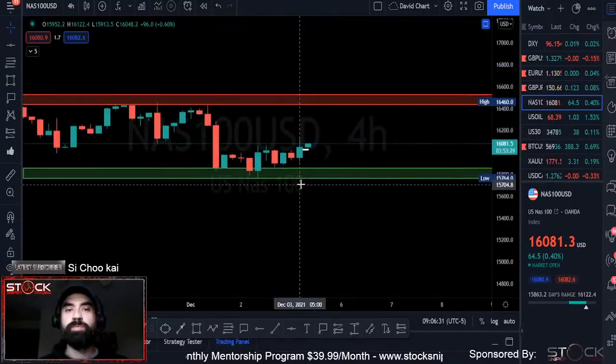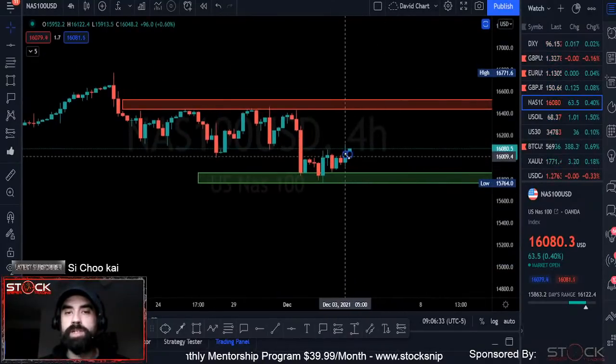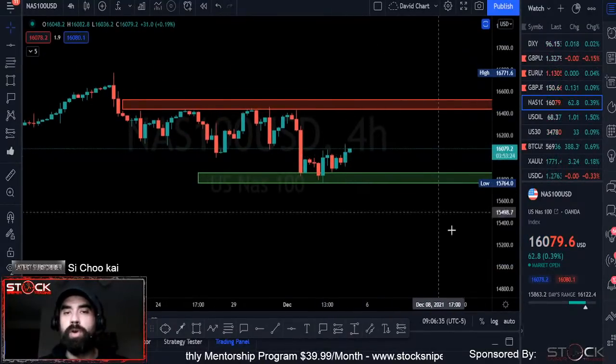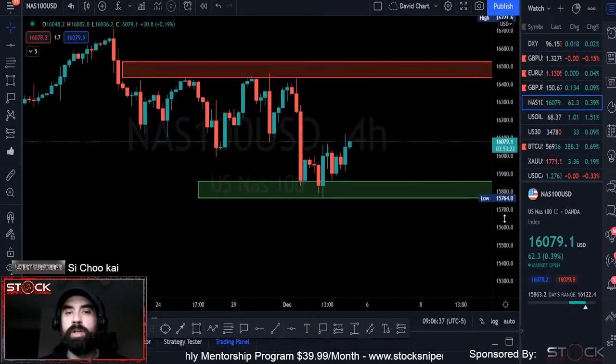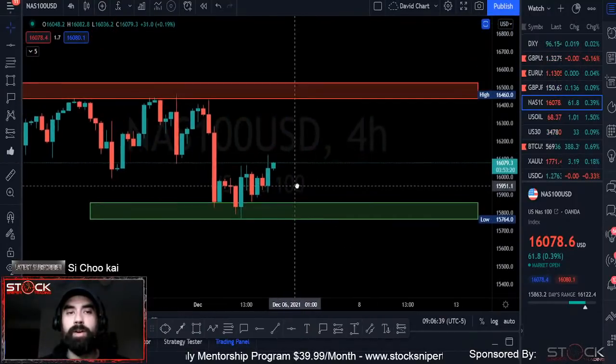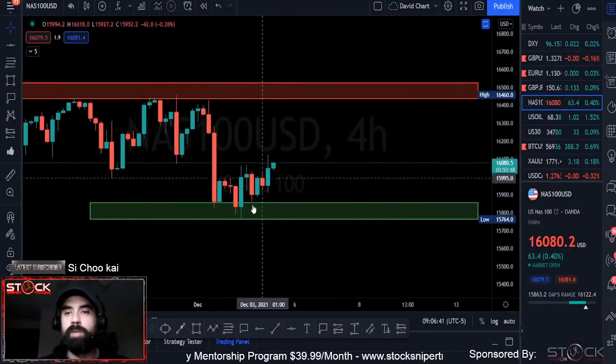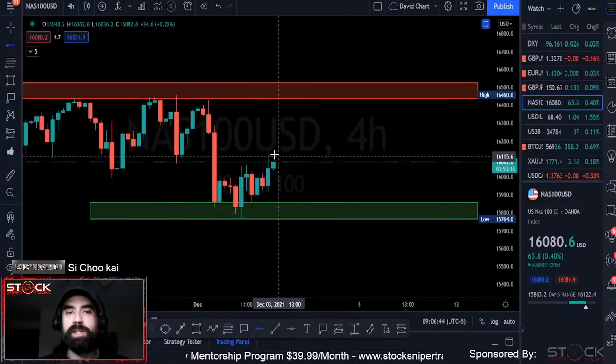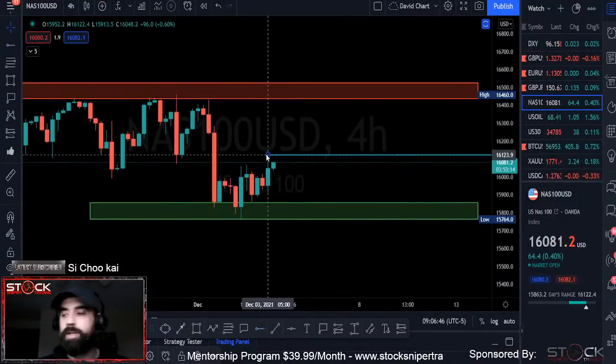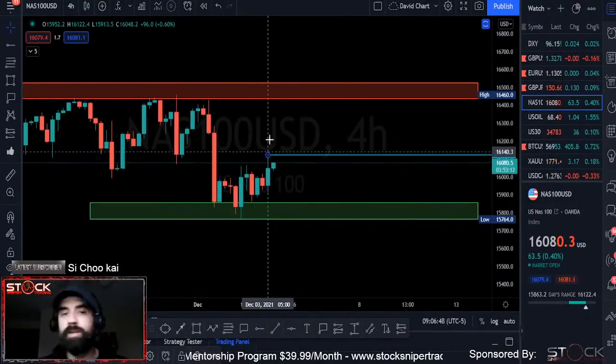4 hour. Okay, so let me just erase that there. We have a nice primed inverse head and shoulder potential on NASDAQ. All right, you can see nice clear as day. We have a top wick just above 16,000 right here, and it's starting to rise. Okay, just above 16,000.